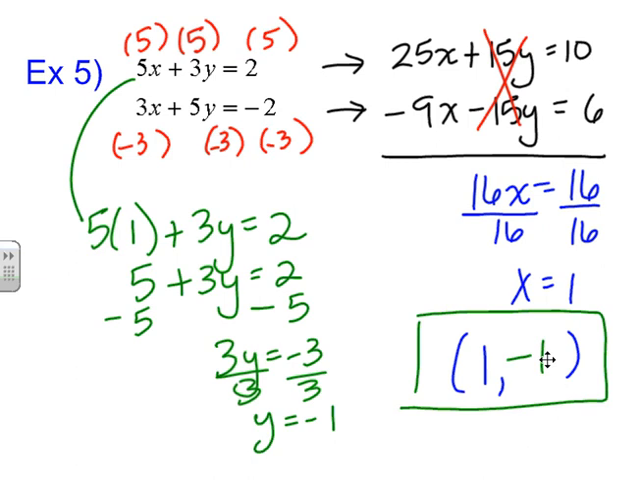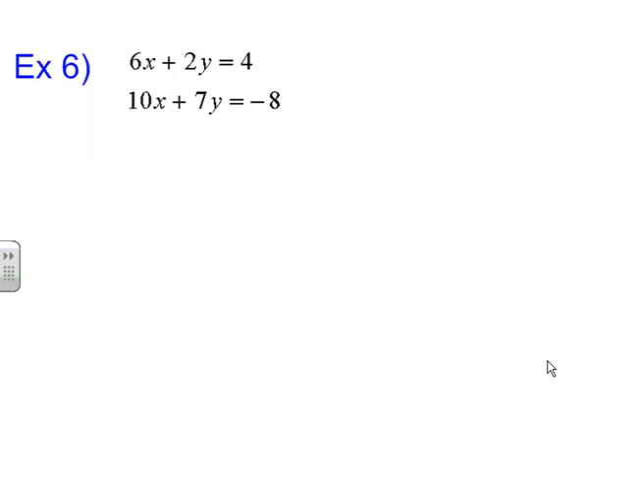Now let's try it one more time. Let's take a look at 6x plus 2y equals 4 and 10x plus 7y equals negative 8. This time I'm going to get rid of the x's, just because it doesn't really matter if I choose to get rid of x's or y's. Because we did y's on the last one, I'll do x's on this one. I know that 6 and 10 both go into 30, so I need to multiply the one on top by 5 and the equation on the bottom by 3. Once again, one of these needs to be negative. So this time I'll make the top one negative just to change it up.